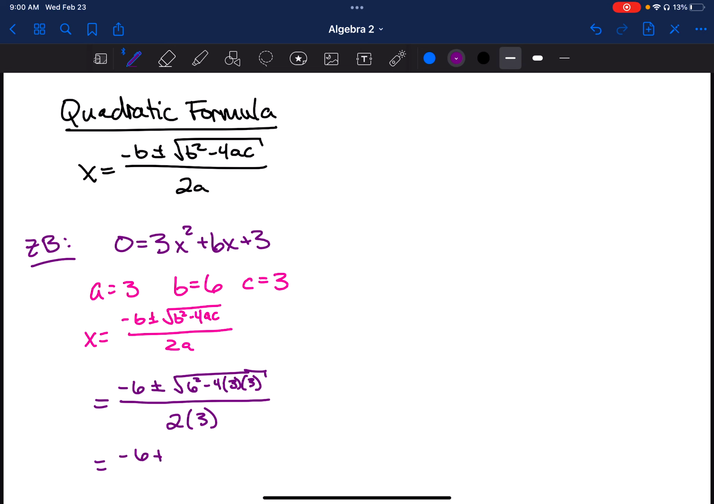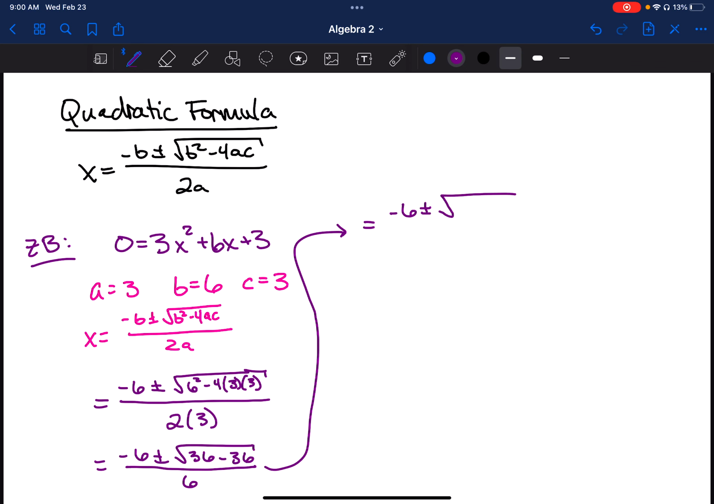So negative 6 plus or minus the square root of 36 minus 36. See why I've been harping on you to know your multiplication tables, to know your squares, because all of those things are super, super important, and they make this whole process a lot easier. So then, bring it up here. I have the opposite of 6 plus or minus the square root of 36 minus 36 is 0, divided by 6.